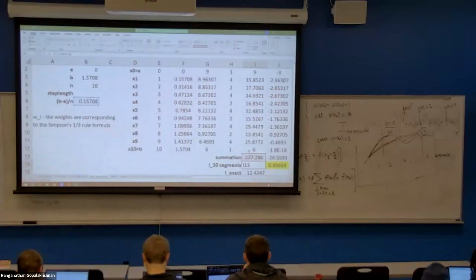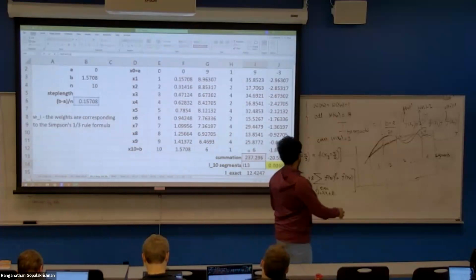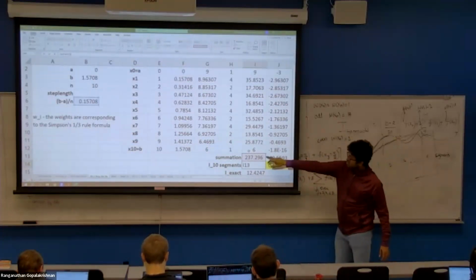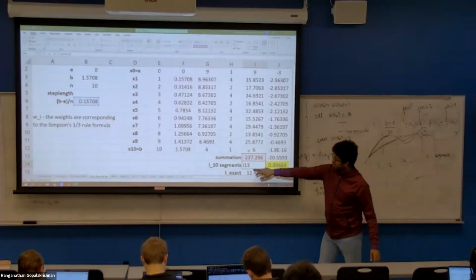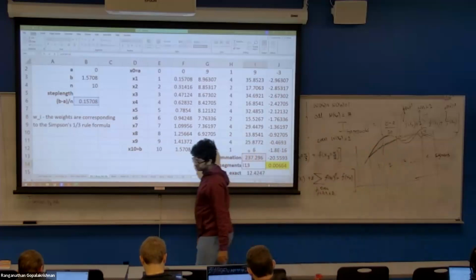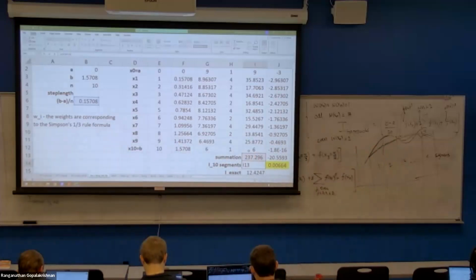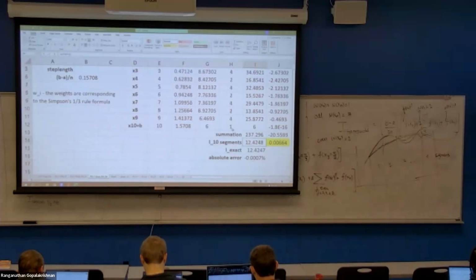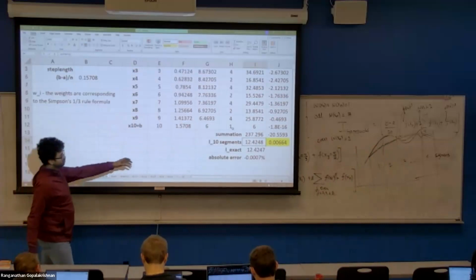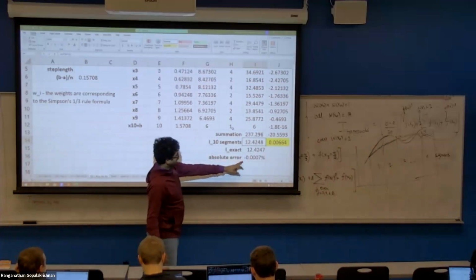That is basically this term here. Whatever appears within the square bracket, that is this summation. And then my answer is this I10. So I get 12.4248, which is pretty close to the exact value within numerical error. And the absolute error is almost 0%.